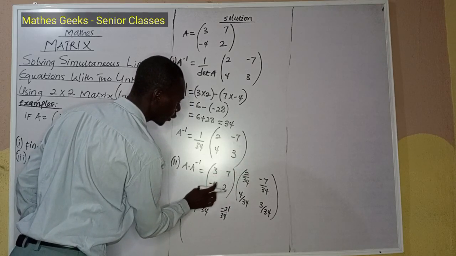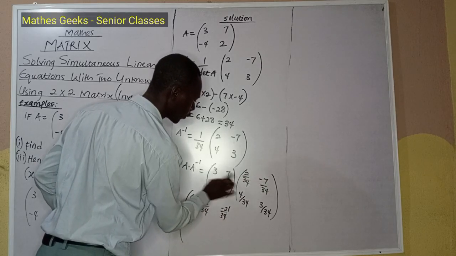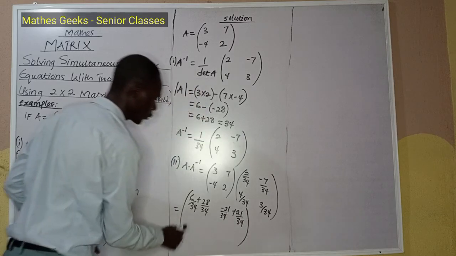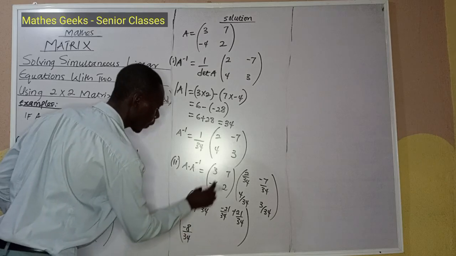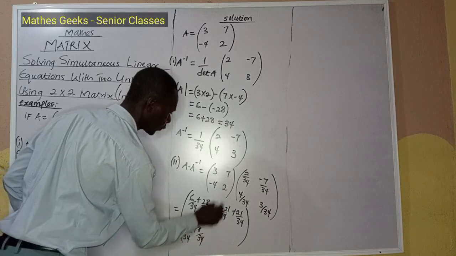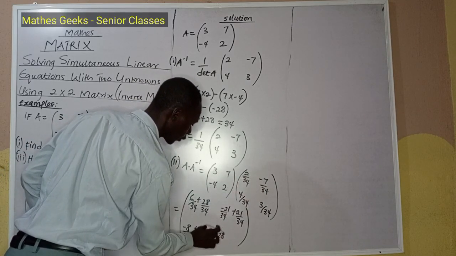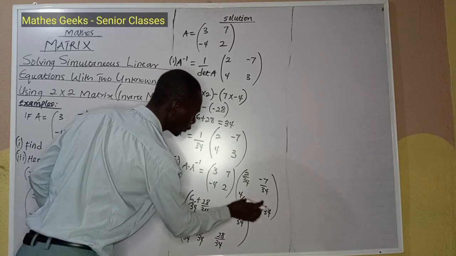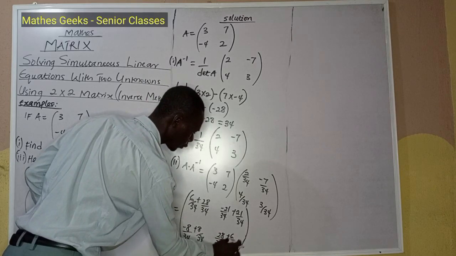3 times -7 gives us -21 over 34, and -4 times 3 gives us -12... no, 7 times 3 gives us plus 21 over 34. Minus 4 times 2 gives us minus 8 over 34, and 2 times 4 gives plus 8 over 34. Minus 4 times -7 gives us plus 28 over 34, and 2 times 3 gives us 6, that's 6 over 34.